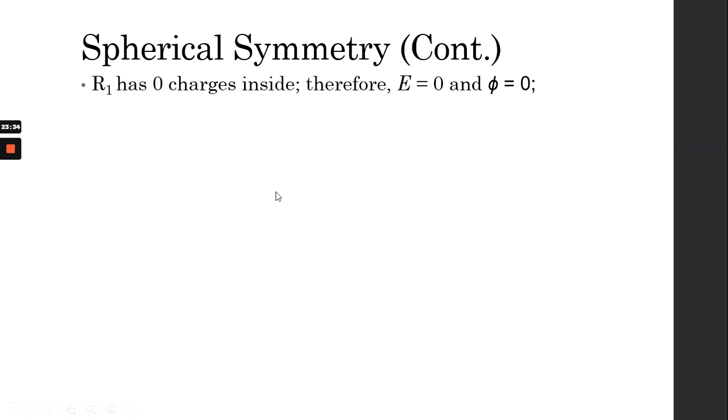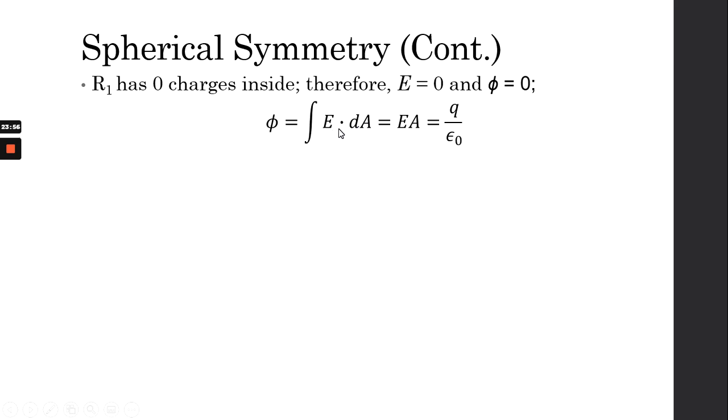So again, this is basically what this is. Since R1 has 0 charges inside, there is no electric flux, therefore there is no electric field. Because we know that the electric flux is the sum of all the electric field found inside your surface in the dot product of the differential of the area.